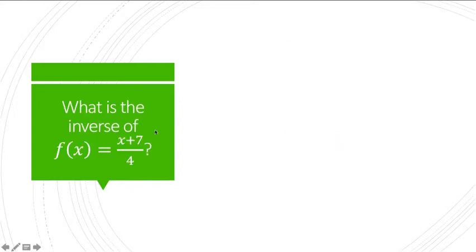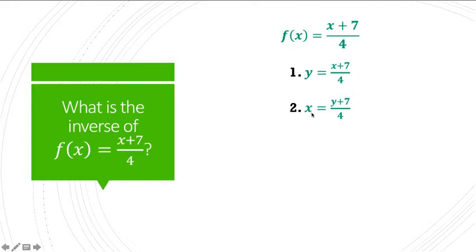So we're going to start with the function f of x equals (x plus 7) divided by 4. So my first step told me to change that f of x to y. So literally, you'll notice all I did here was take this f of x and write y. And then switch my x and y. So now instead of y equals, I have x equals (y plus 7) divided by 4.